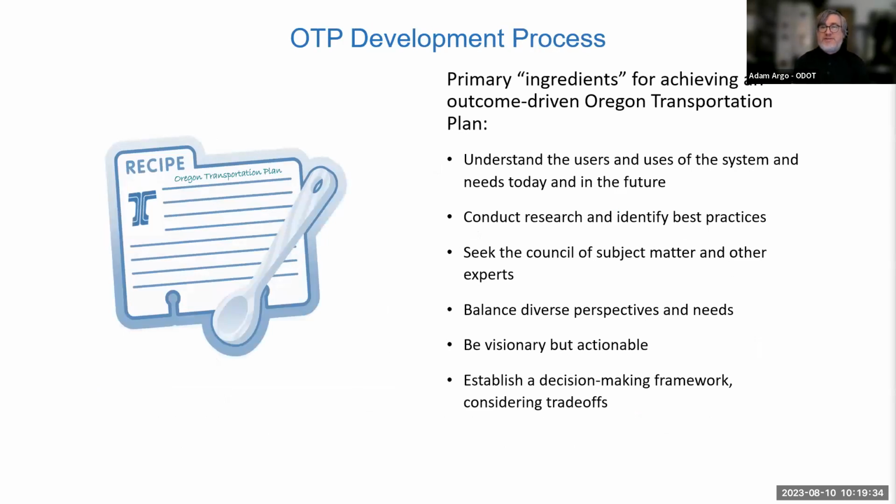So this development process needed to have pen to paper on what kind of objectives we had, and our ingredients, if you will, for achieving an Oregon Transportation Plan that is outcome driven. Jonathan will explain some aspects of how we get to an outcome driven plan through the scenario work. But really helping our chief advisory entity, the Policy Coordinating Committee, as well as the ultimate adopting authority, the Oregon Transportation Commission, understand the users and the uses of the system needs today and the future, and about how we brought best practices to this process, and about how we sought subject matter expertise and a variety of other experts that could come to the plan process, balancing a lot of different perspectives and needs, as I alluded to earlier.